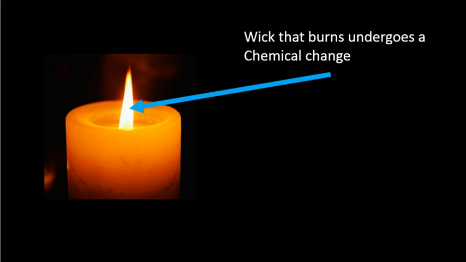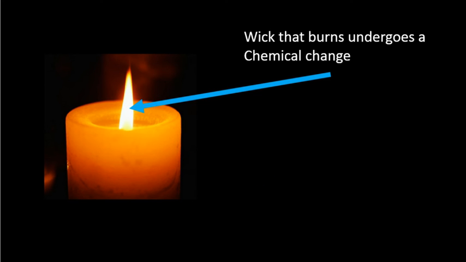All right, so the answer would be that the wick that burns is undergoing a chemical change. If you remember, flammability is an example of a chemical property, and the burning of it is a chemical change. So that wick is burning, and it's not going to be that same wick anymore. It's going to be turned to ash.